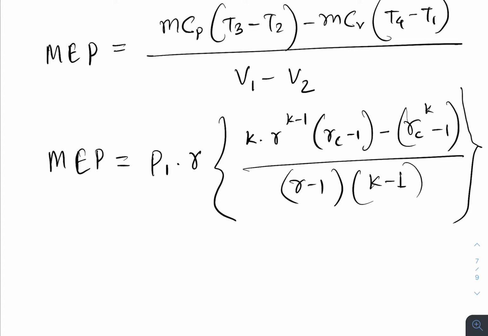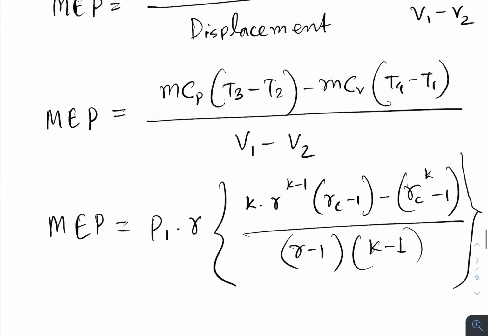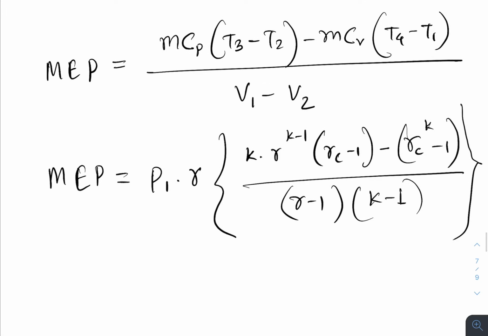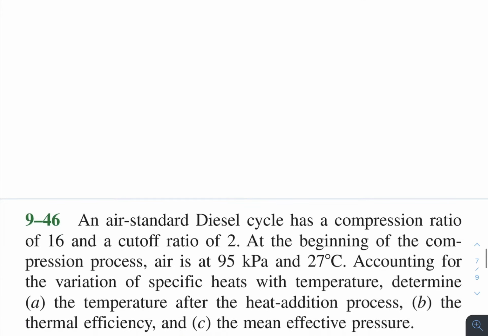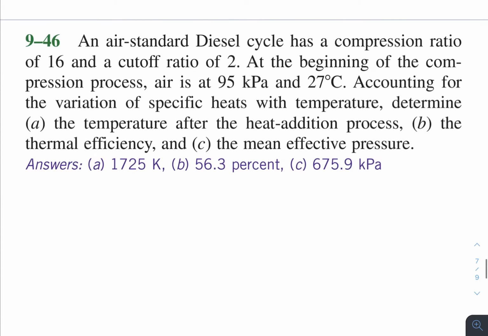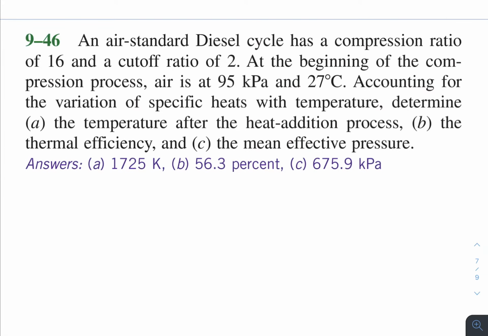So this is the expression for MEP that we're going to use to solve the math problem if we have the compression ratio and cutoff ratio given for a particular fuel. So let's go ahead and solve a problem based on the diesel cycle. I chose this problem, exercise 9.46, which is the air-standard diesel cycle.